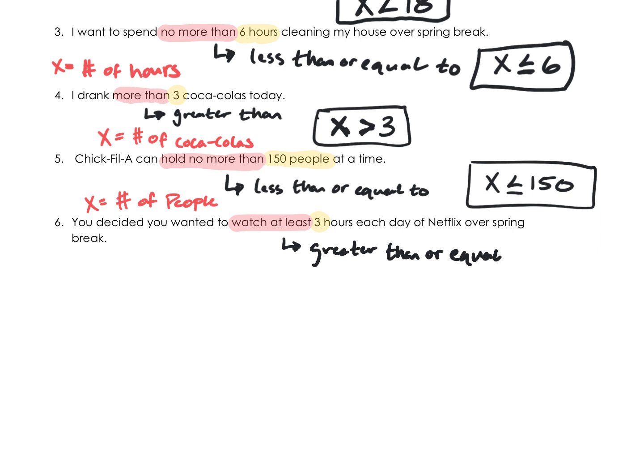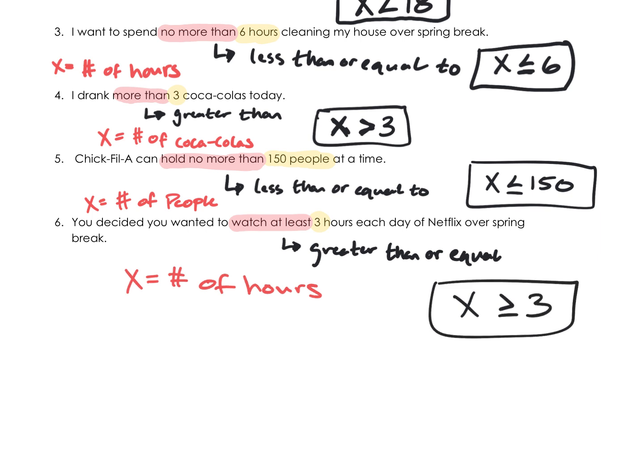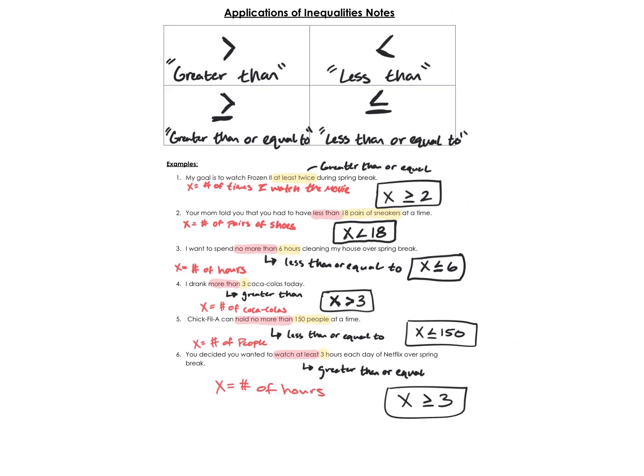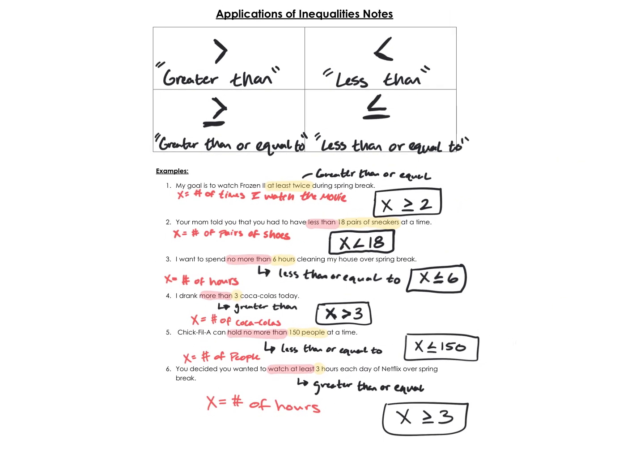All right? So the next thing is defining what does x equal? Number of hours. That is correct. Or the number of hours watched, or the number of hours you watch Netflix. So x greater than or equal to 3. Okay? All right. There is that.